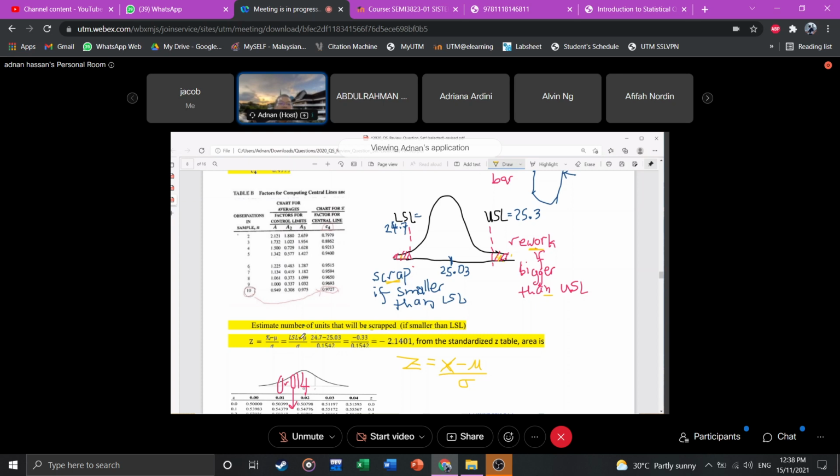Okay, so because we want to know the scrap, right? The scrap will be the lower specification limit. This is the lower specification limit. Okay, the lower specification limit will be the scrap. So this is standardized normal. The formula for the standard Z transformation here is standardized normal.